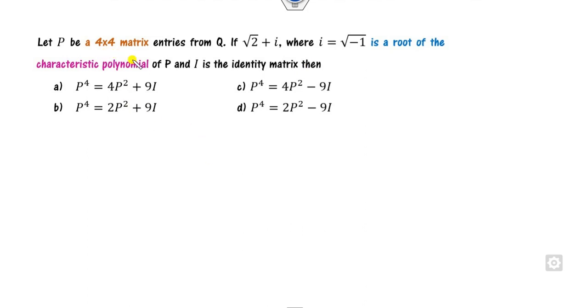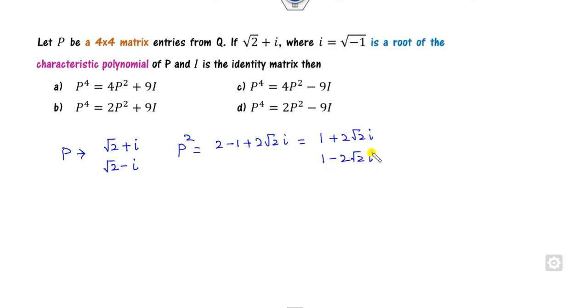Okay, A is a 4 cross 4 matrix such that root 2 plus iota is one of the eigenvalues. Then root 2 minus iota is also an eigenvalue. Fine. So these are the eigenvalues of P. Can you find the eigenvalues of P squared? So it is 2 minus 1 plus 2 root 2 iota, that is 1 plus 2 root 2 iota, and the other value is 1 minus 2 root 2 iota. These are the eigenvalues of P squared.